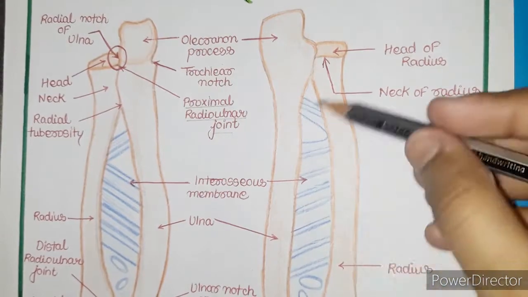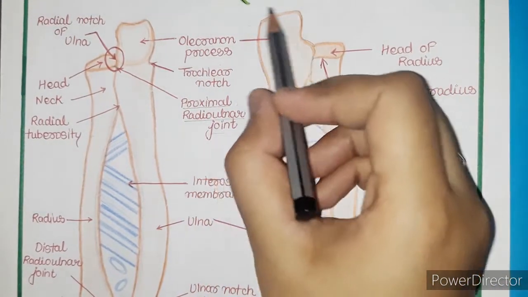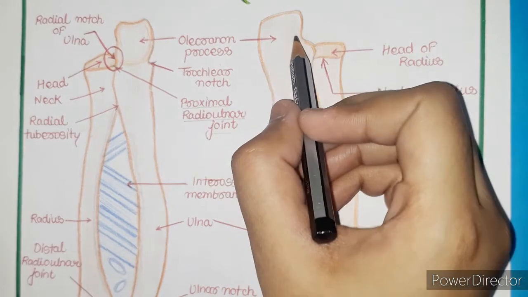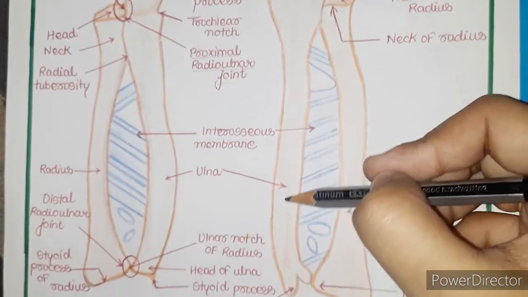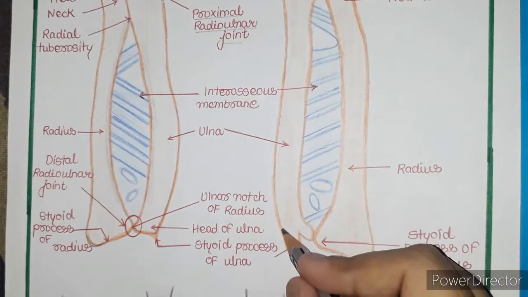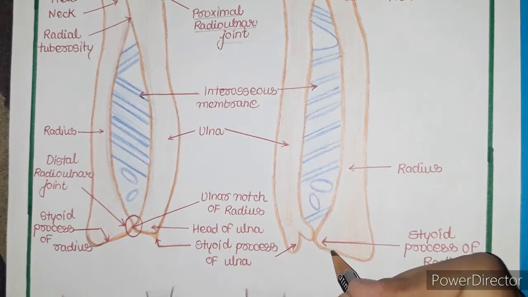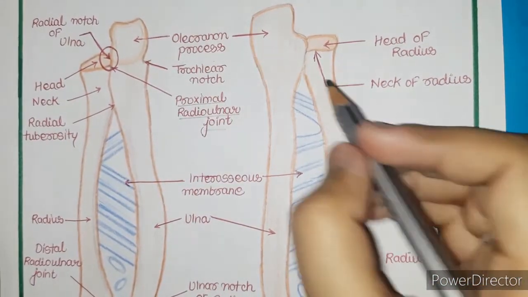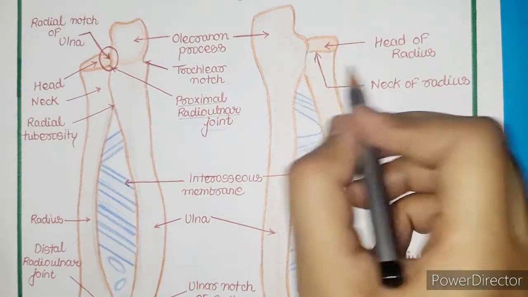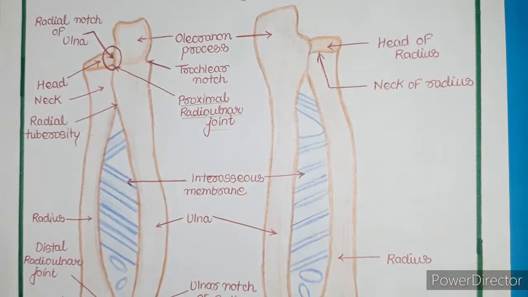So this is the posterior view and this is the ulna and this is the radius. Okay, so this is the olecranon process which is easily palpable on the posterior surface of our body, and this is the shaft. This is the styloid process of the ulna. This is the styloid process of the radius. This is the interosseous membrane. This is the shaft of the radius. Just below the head of the radius we have the neck of the radius. Okay, so this is the posterior view of the radius.